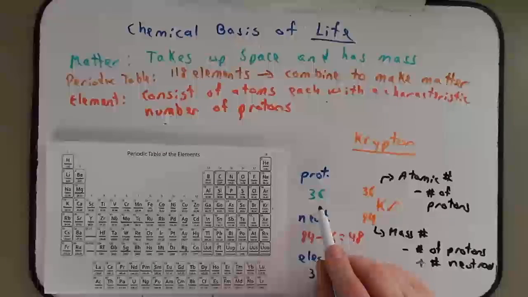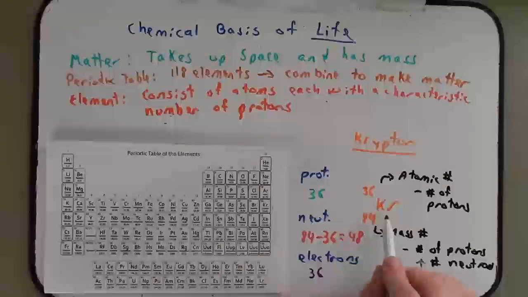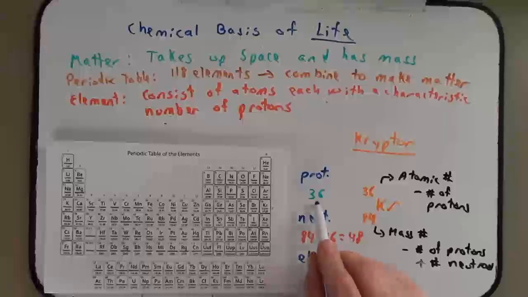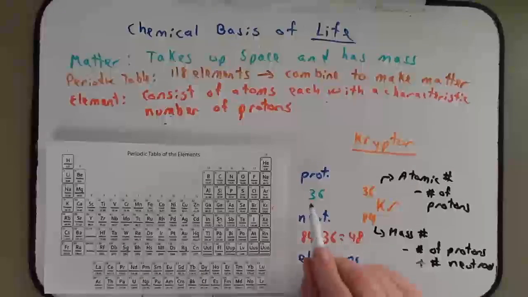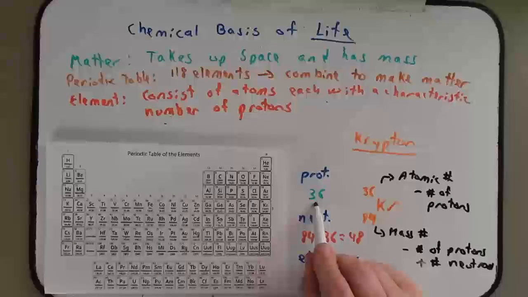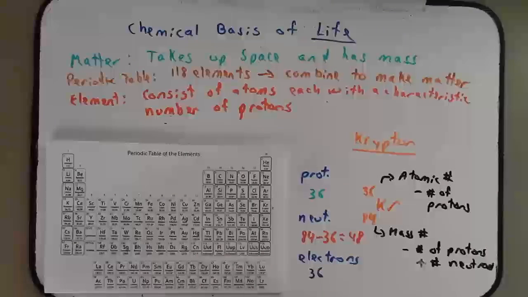Remember what I said earlier. The number of protons is characteristic of this atom. If you change the number of protons, and you can do that, when you do that, it is no longer krypton. So if you change the number of protons to 35, krypton becomes bromine.